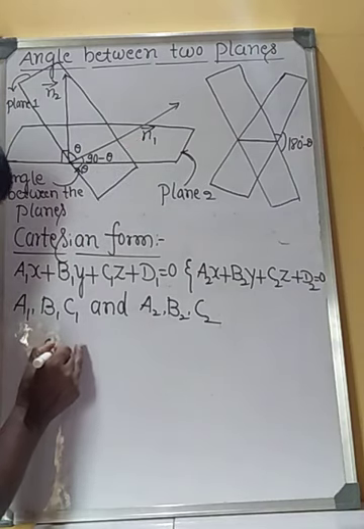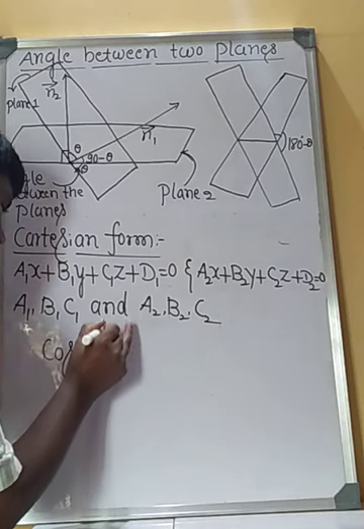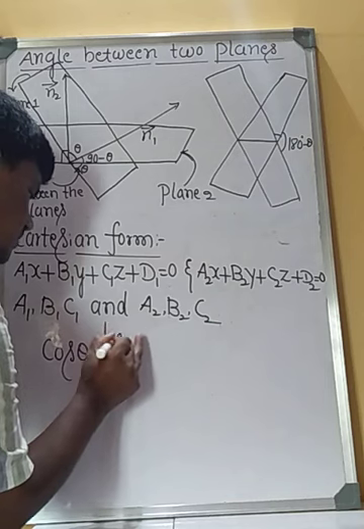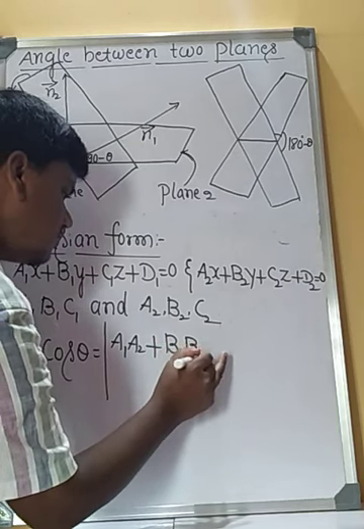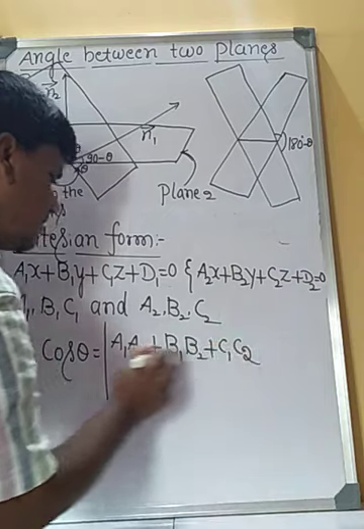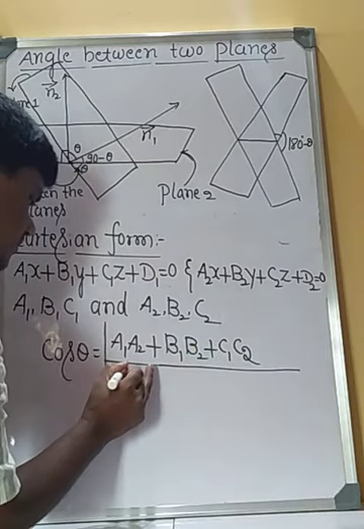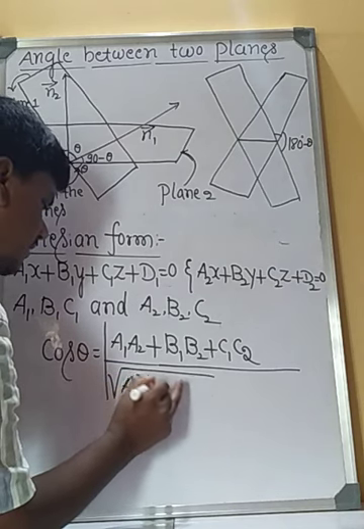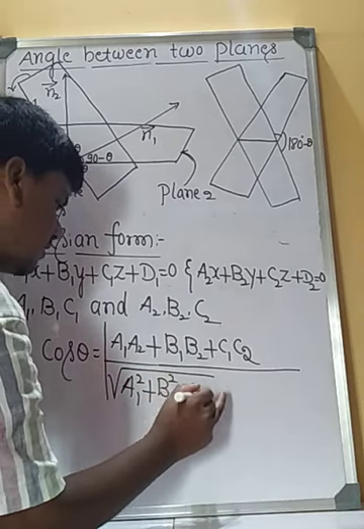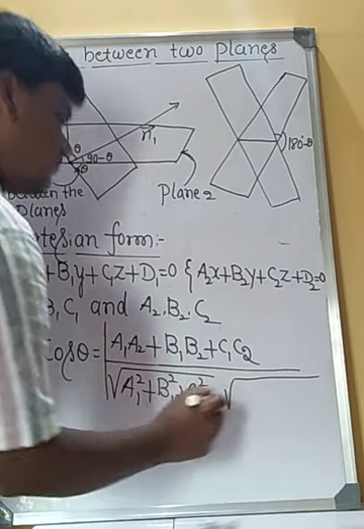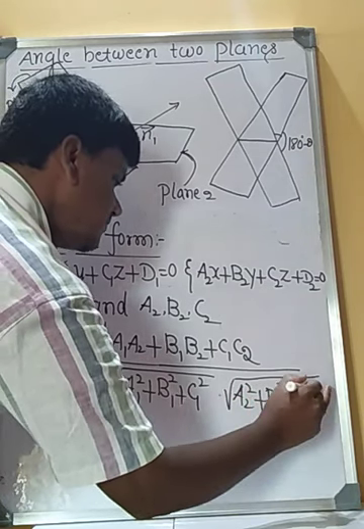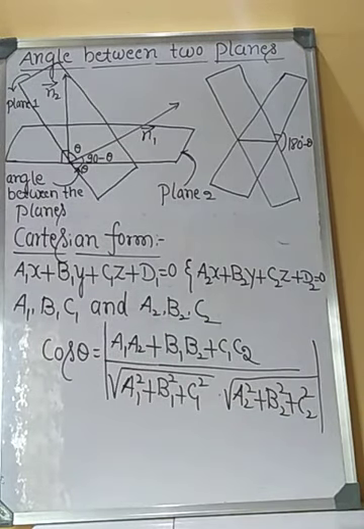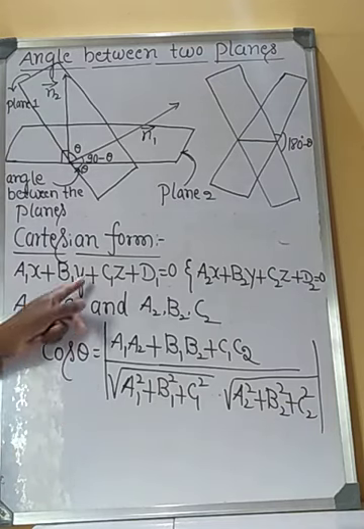So therefore cos theta is equal to magnitude of A1 into A2 plus B1 into B2 plus C1 into C2 divided by square root of A1 square plus B1 square plus C1 square into root of A2 square plus B2 square plus C2 square, which is the Cartesian form of the equation of the planes.